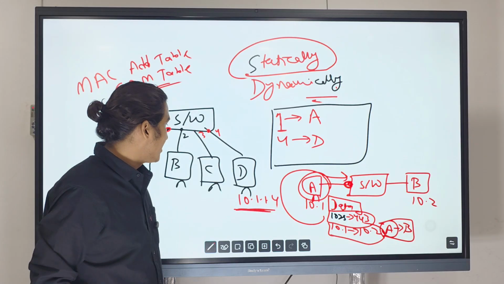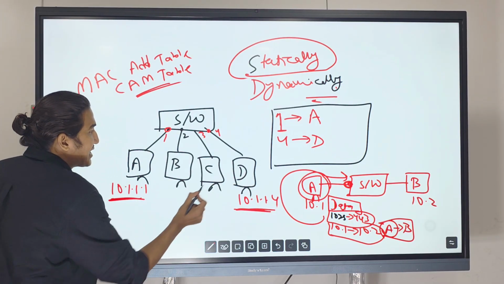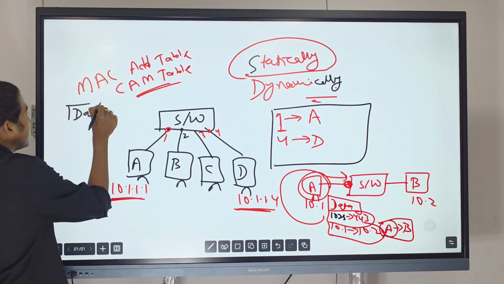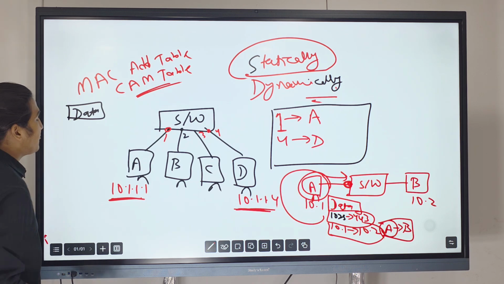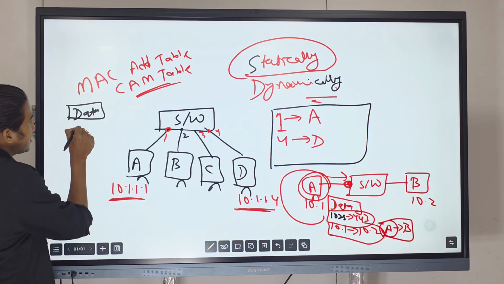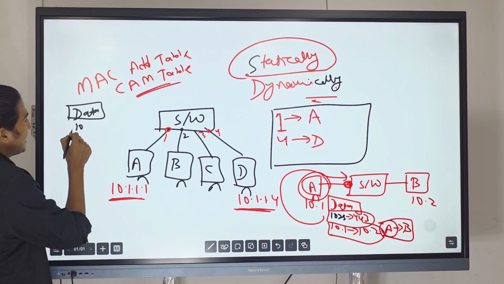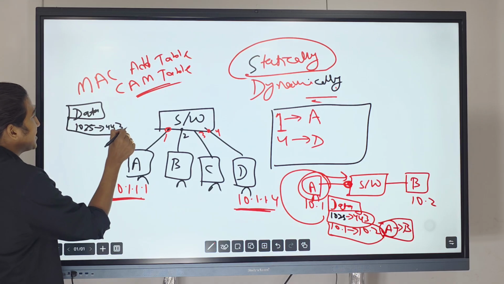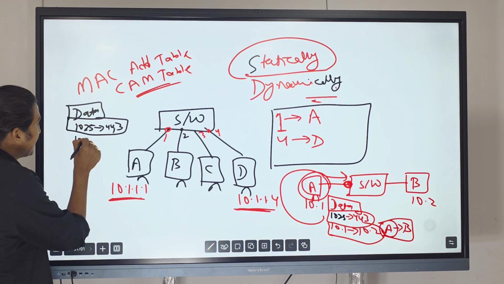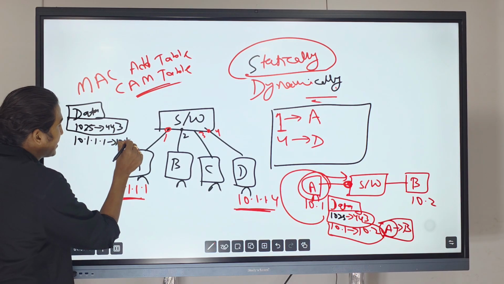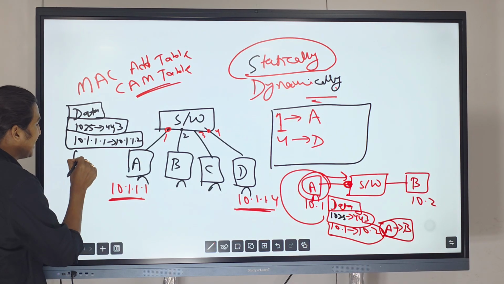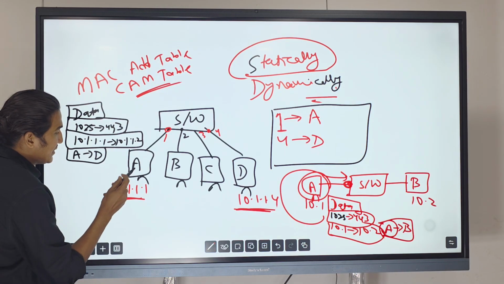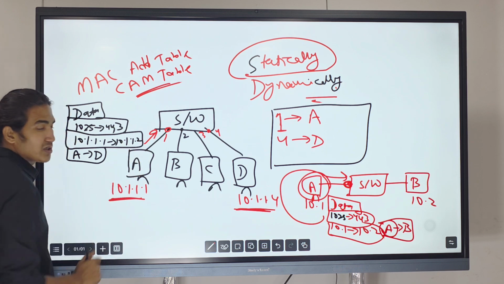Very good. Now, if PC1 wants to send some data to PC4, PC1 will again generate data, an HTTP request or any data, file, video, text. After that there will be the TCP header, source port 1025, destination port 443. Then the IP header, source IP 10.1.1.1, destination IP 10.1.1.2, and source MAC A, destination MAC D. And after that, this PC will forward it to the switch.